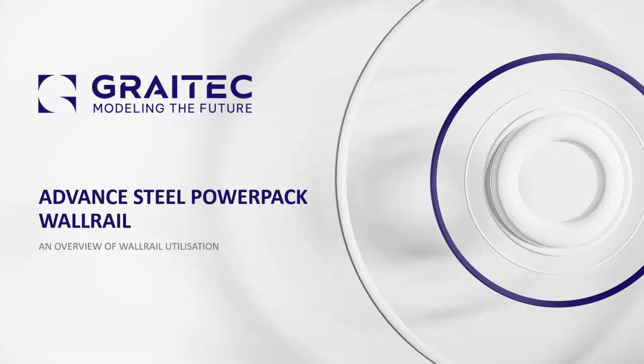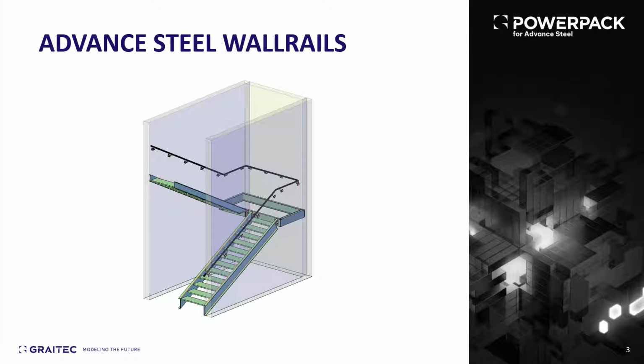In this video, we'll be taking a look at the wall rail from the Advanced Steel PowerPack and how it can be used. Here we'll take a look at a couple of methods for inserting the wall rail using the tool provided in the PowerPack for Advanced Steel. We will look at placing the rails in for platforms and how they can be placed and connected in slope scenarios.